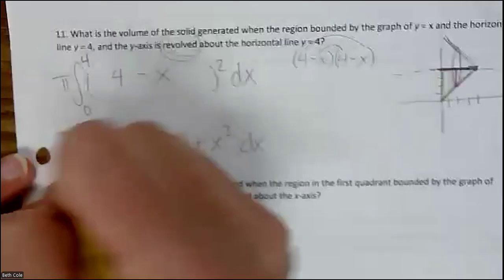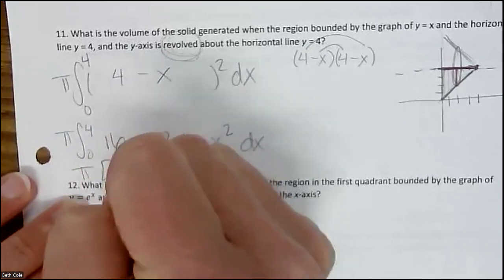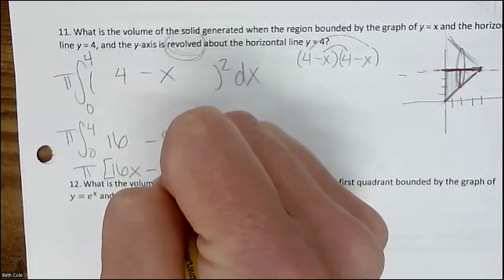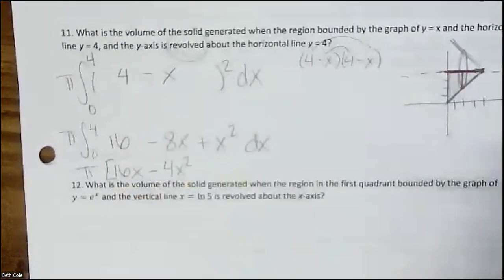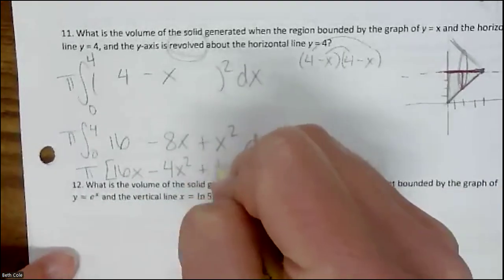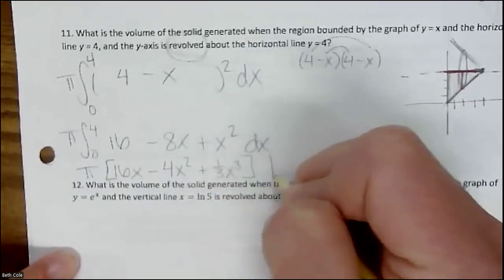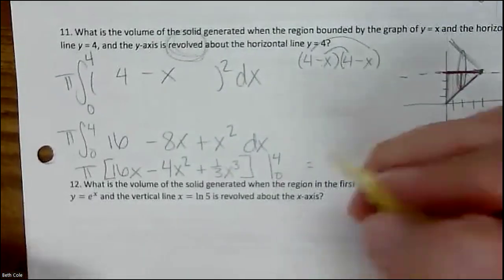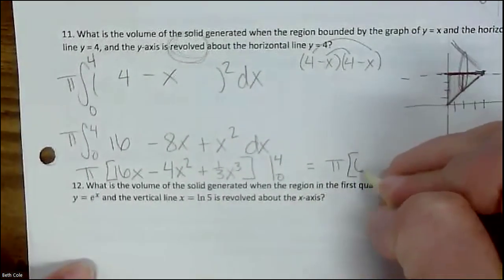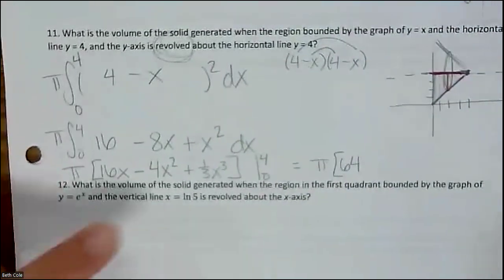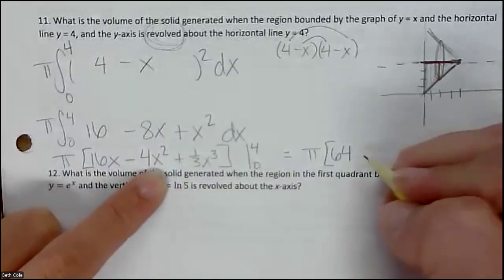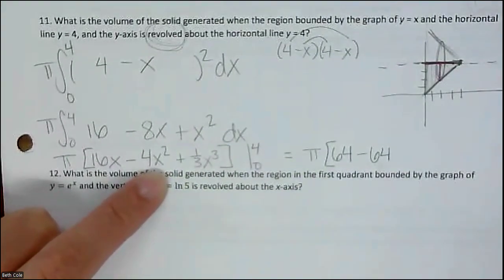Now the calculus. Antiderivative would be 16x minus 4x squared plus 1/3 x cubed, from 0 to 4. And you really just need to plug in 4 because the rest of it's going to be 0. So 16 times 4 is 64. 4 squared is 16, times 4 is 64.